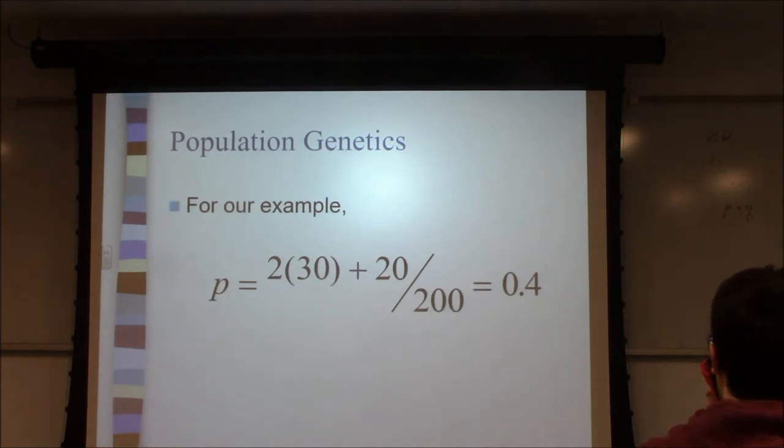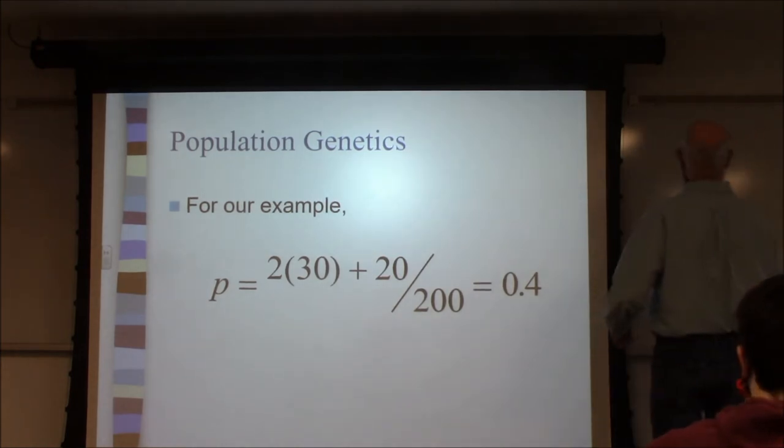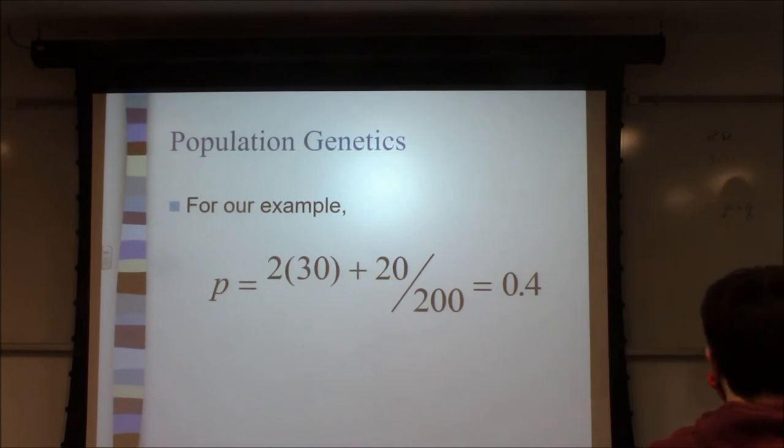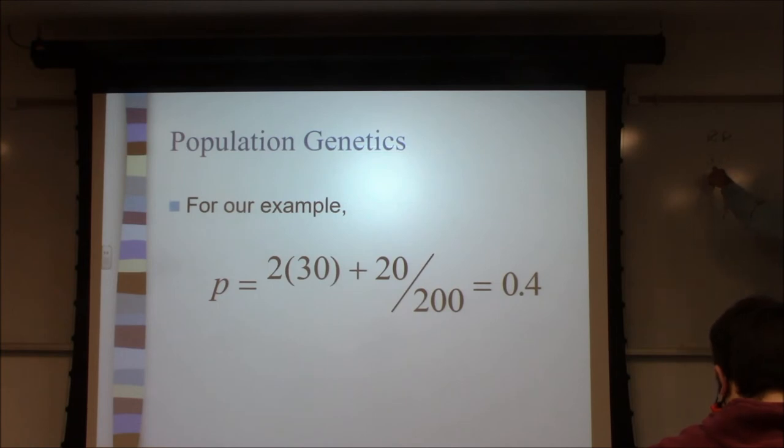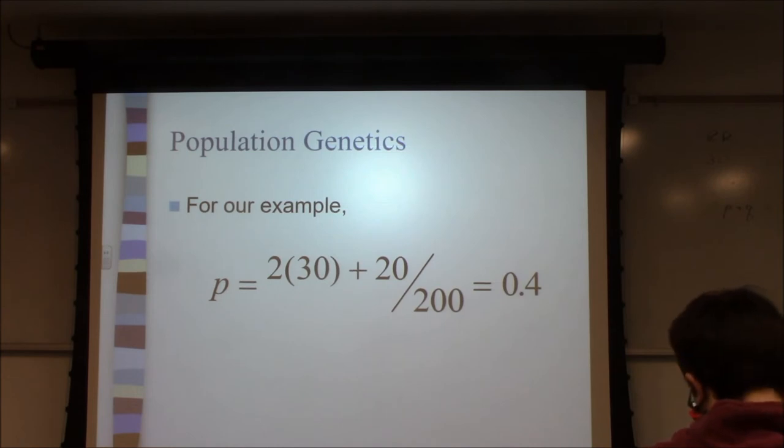All right, so for our example, P is going to be equal to, here we have 30 individuals like that, but each individual has 2 R's, right? So 2 times 30 is 60. Here we have 20 individuals, and each individual has 1 big R and 1 little r. We only care about the big R's. So here we have 60 plus 20 makes 80.